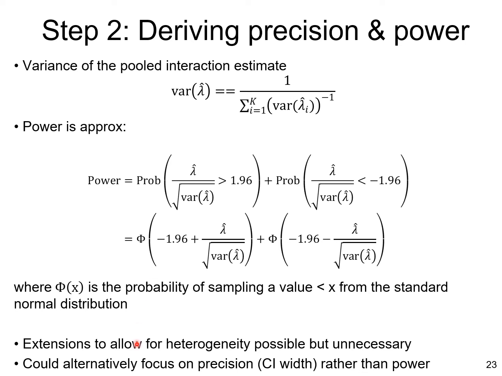Like I said, we could extend it to allow for heterogeneity, but I think this is unnecessary. Alternatively, instead of focusing on power, we could use this variance of the meta-analysis result to derive a confidence interval and look at the precision of that. And sometimes precision-based understanding of sample size is important as well. But either way, it's the same approach.